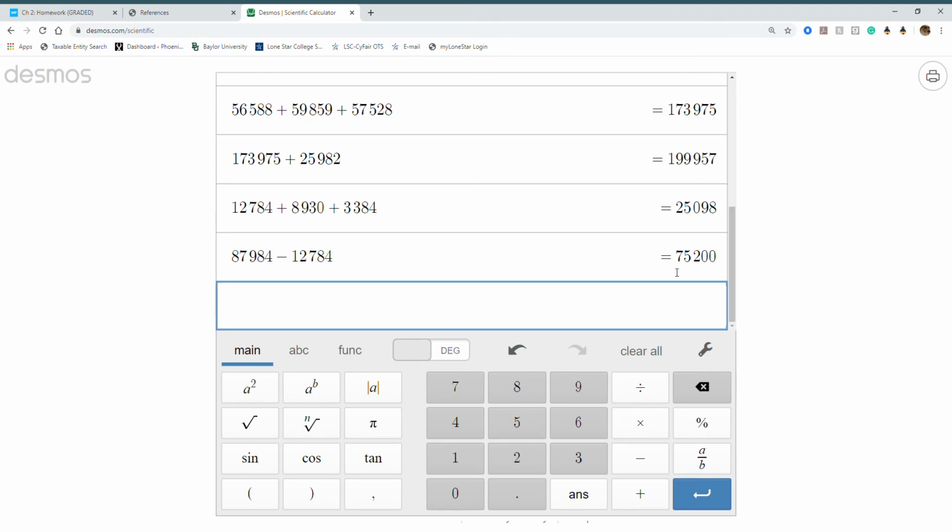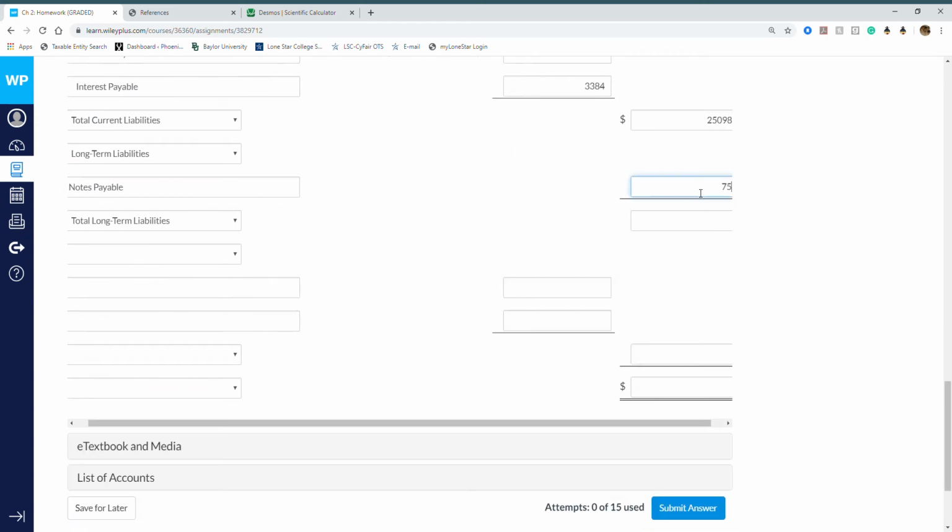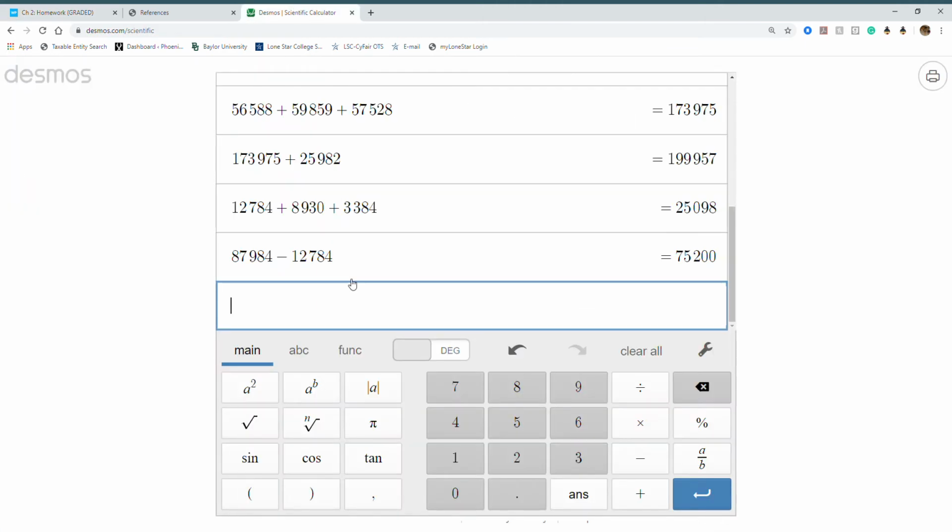So right now, the amount that we still have to pay after 2018 is currently 75,200. Again, that's a long-term item. This isn't total long-term liabilities. What am I thinking there? That's total liabilities. I'm thinking more of what I would see in the real world, but really it's just total liabilities because we're just adding these two. So 75,200 plus 25,098. We have 102,98.